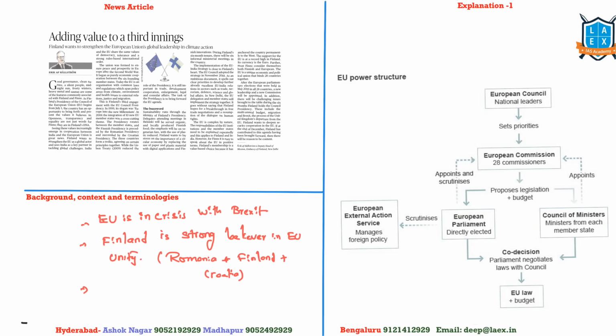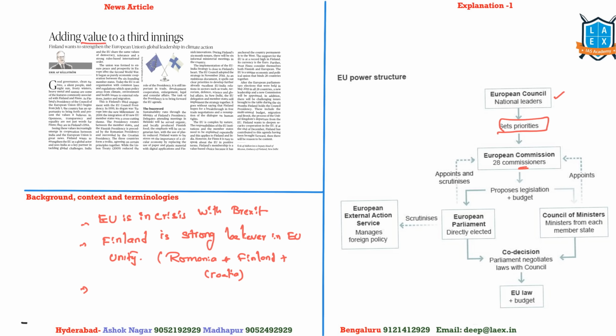Now, let us see the structure. The European Council consists of national leaders. It sets the priorities. And then 28 commissioners are part of the European Commission, and there will be a president to it. The European Parliament appoints and scrutinizes the members of the European Commission, and the Council of Ministers also appoints and scrutinizes the European Commission. The European Parliament is directly elected, and along with the Council of Ministers, they are the co-decision-making bodies with regard to the budget of the EU or laws of the EU.